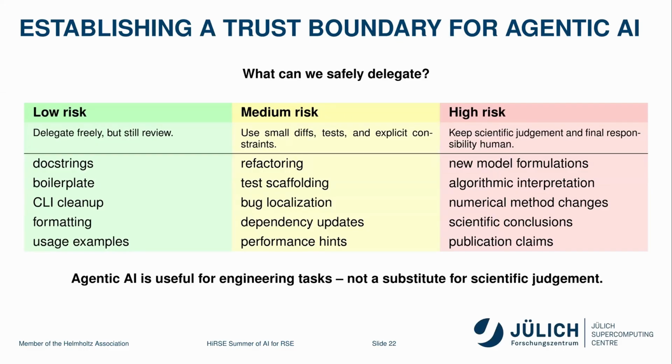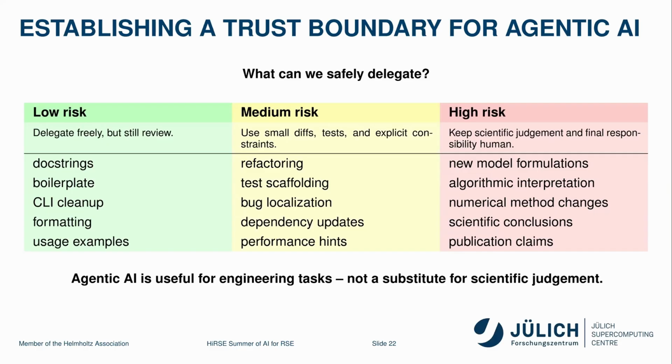And I think when you're working with these AI tools, you really need to establish a trust boundary. So you need to ask yourself, what can we safely delegate? There are things with a low risk where you can delegate freely, but still need a review. For example, creating documentation or boilerplate code, cleanup of the command line interface, code formatting, or creating usage examples.